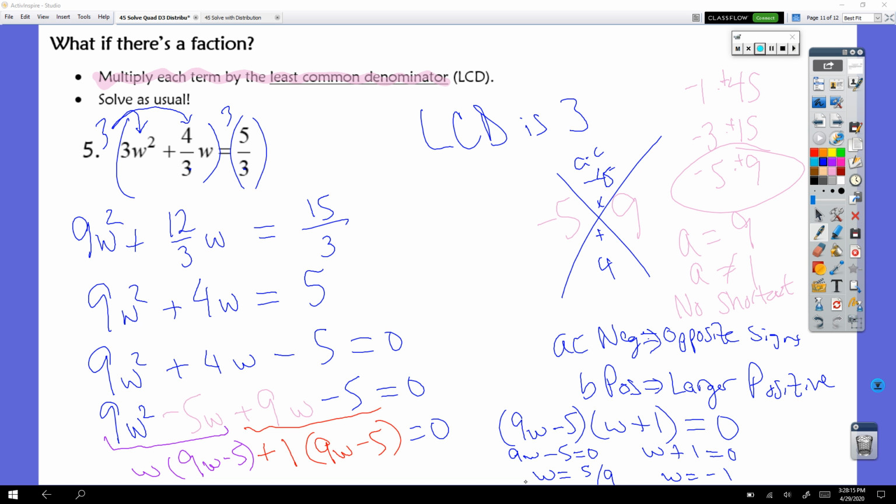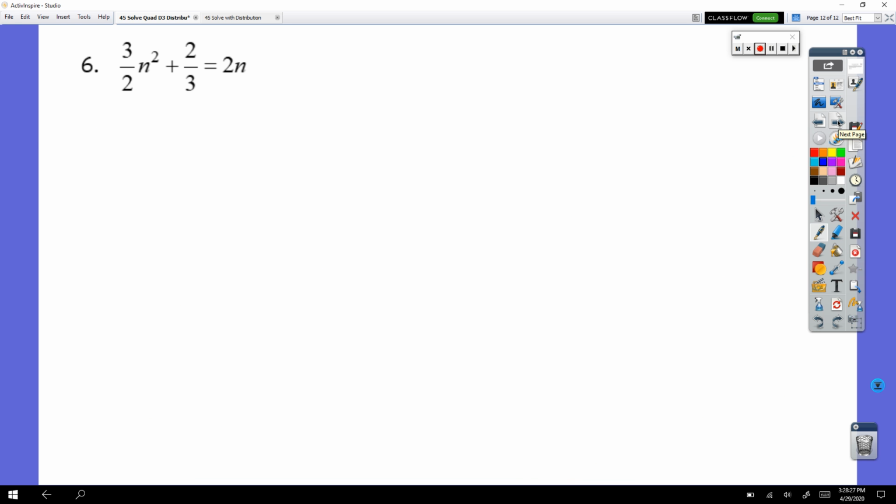So we've got our 2 solutions. We've got 5 over 9 and negative 1 for our 2 solutions. Okay, we've got a couple more examples just to kind of help you guys out.